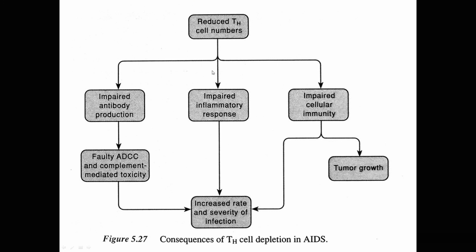This will cause deficiency of cellular immunity, humoral immunity also will be impaired, as well as inflammatory responses. The impaired cellular immunity favors tumor growth, while antibody production impairment will potentiate other complications, especially complement-mediated toxicity, to increase the rate and severity of infections in the body.